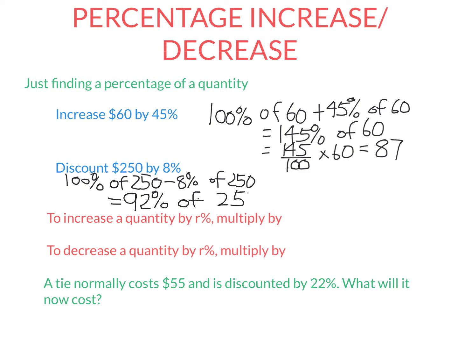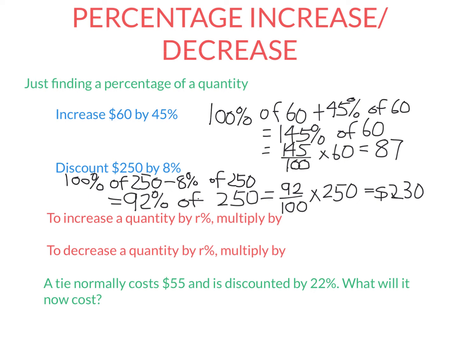Well, that's good because we know how to find a percent of a quantity. We just write the percent over 100, because 92% and 92 over 100 are the same thing, and then we times by the quantity and we get $230. So if you want to decrease a number by 8%, you're finding 92% of the number. If you have an item that's discounted by 30%, you're only paying 70% of the total. So there is a quick way to do it.